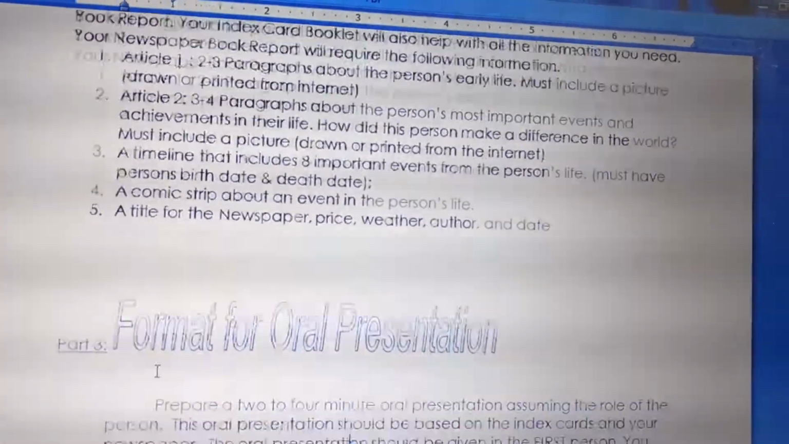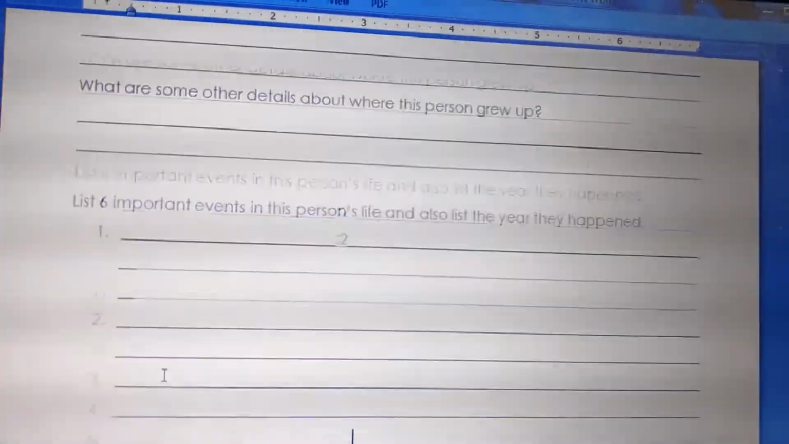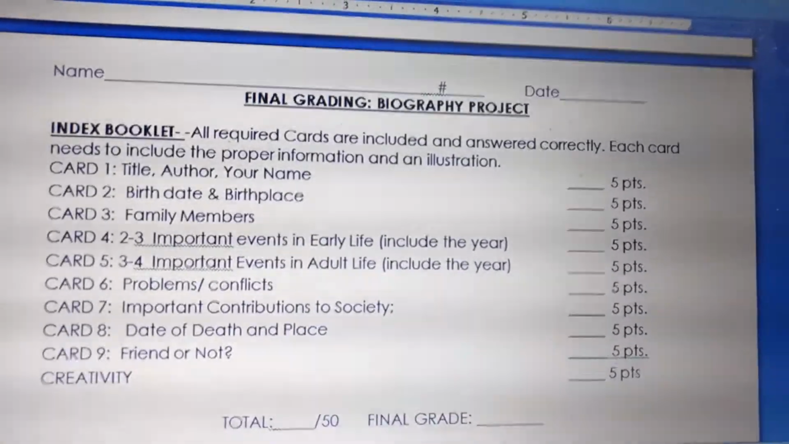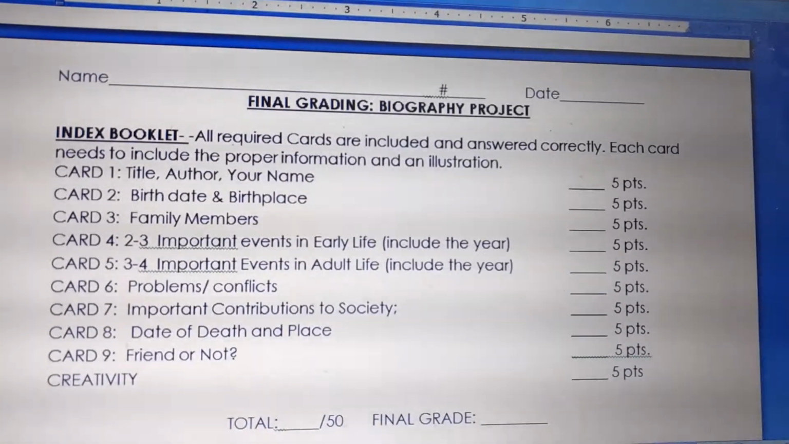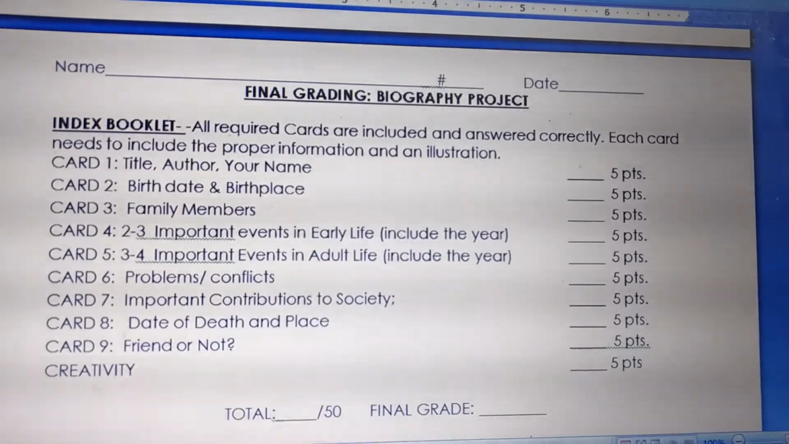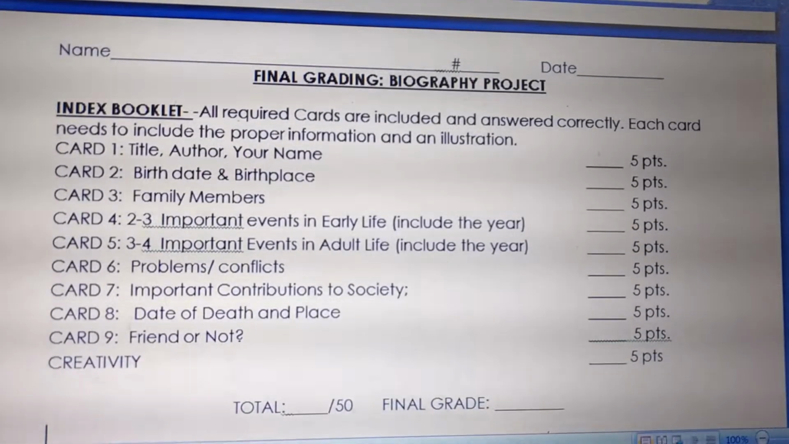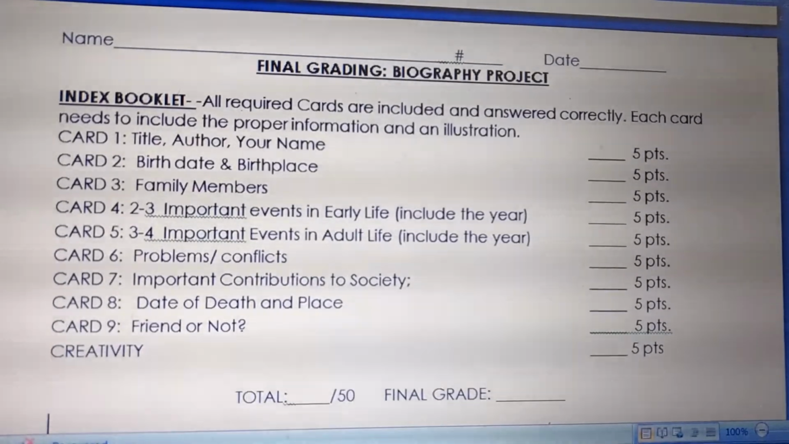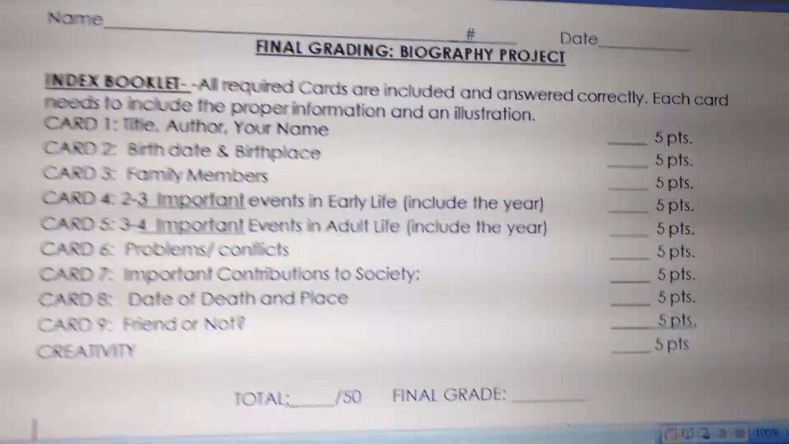And if you're not sure still what goes on each card, it's all right here. Each card should include the proper information and an illustration. So it tells you what the title should be right here for card 1 all the way to card number 9, and then they will be graded on creativity.